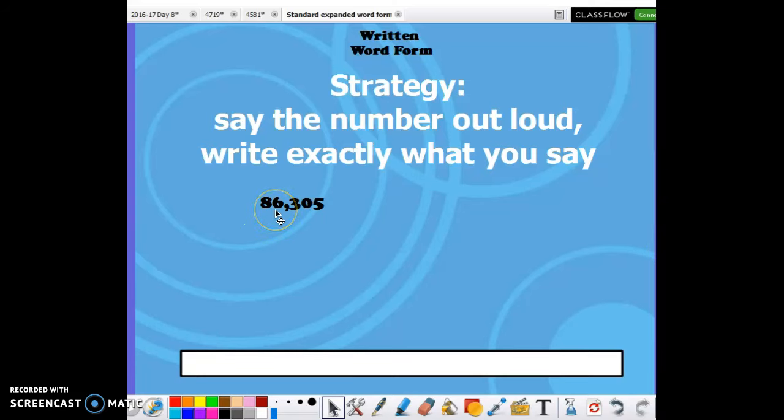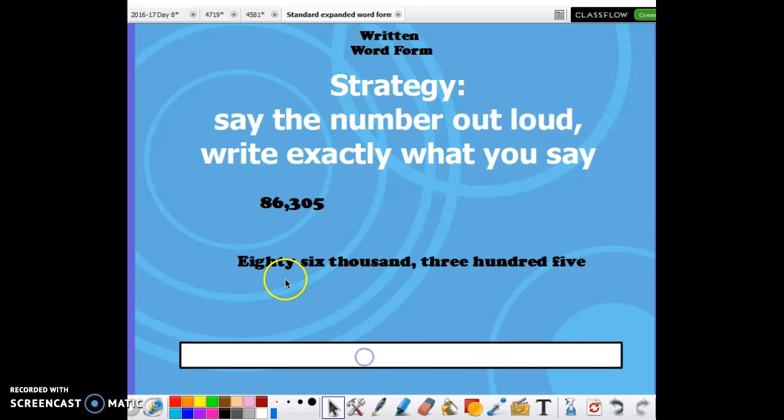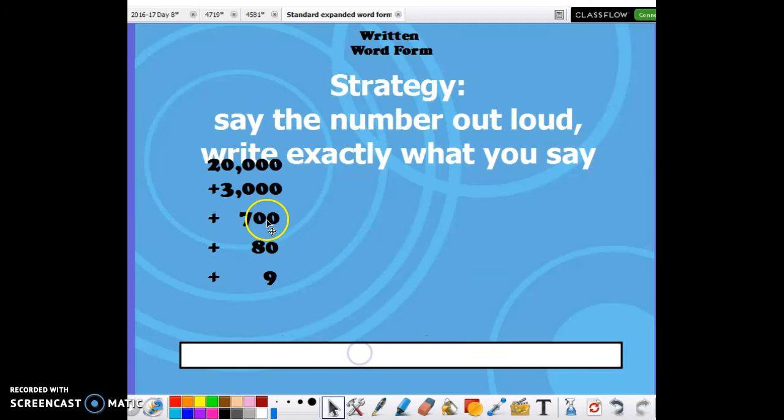Because I see this number and I can say, oh, this number, 86, goes together right before the comma, and that's in the 10,000, so I say 86,305, which means when I see that number, I need to go ahead and write it in written word form, 86,305. The same can be said for any time you have an expanded form number and you want to write it in written word form.